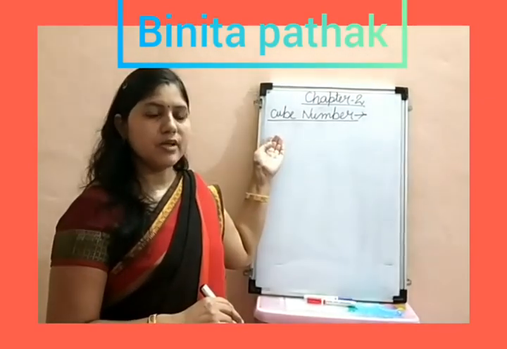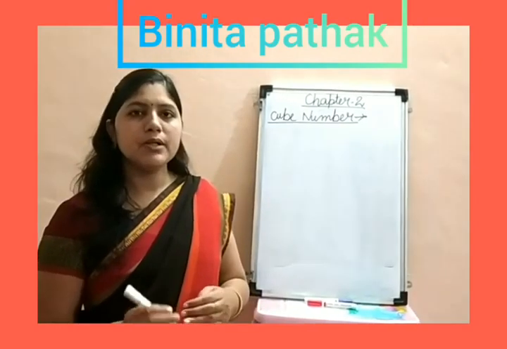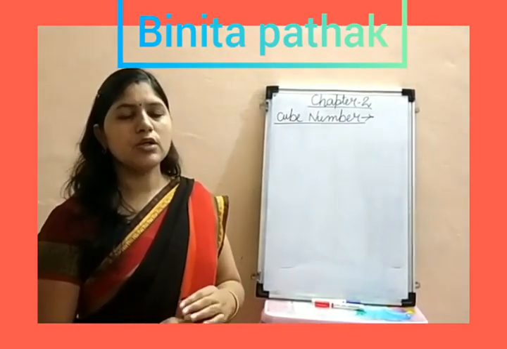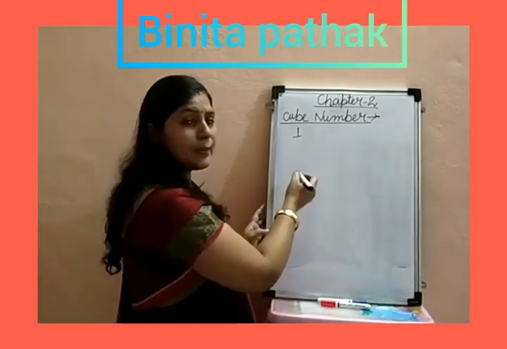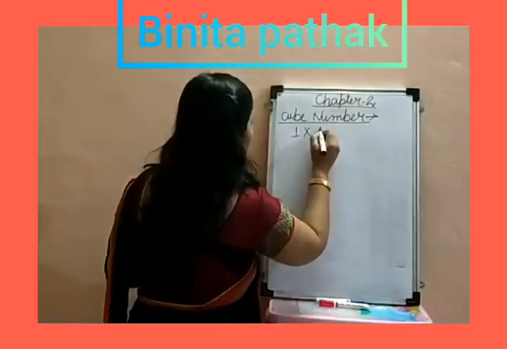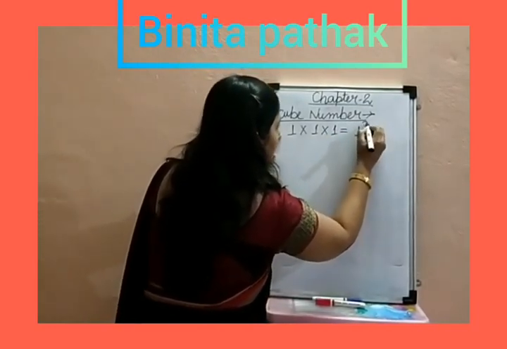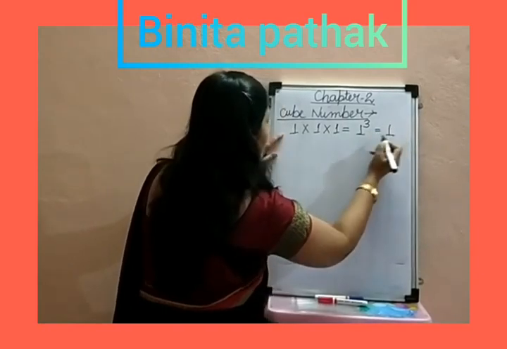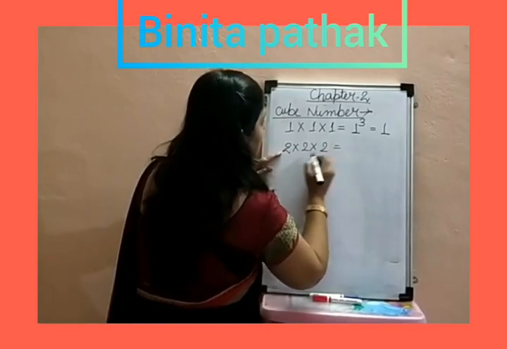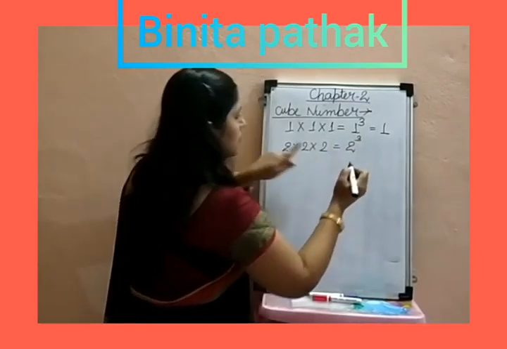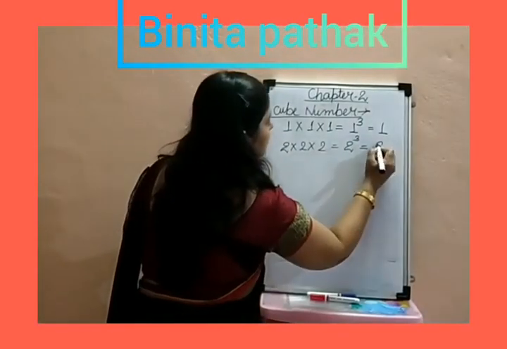Cube number, definition of cube number. When a number is used in multiplication 3 times, that is called a cube number. For example, 1, I'm going to multiply it 3 times. 1 into 1 into 1. We can call it 1 raised to the power 3 is equal to 1. 2 into 2 into 2, it is called 2 raised to the power 3 or 2 cube. That is 2 2s are 4, 4 2s are 8.